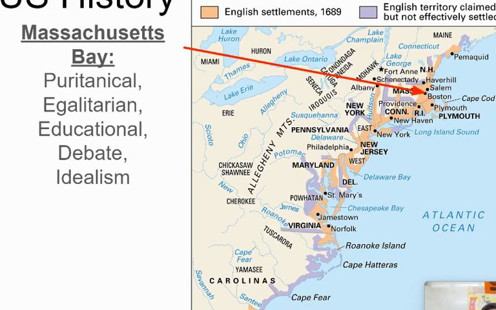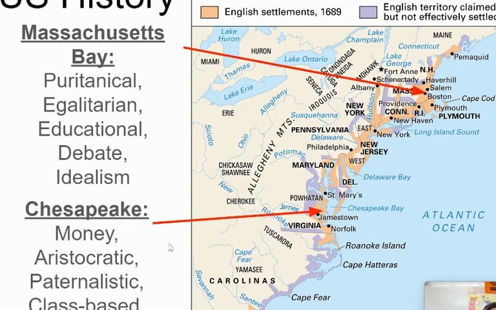There was a very Calvinistic work ethic and commitment to religion, but it was also a very egalitarian and educational society where people debated, they discussed, there were town halls. There was a lot of idealism that there would be the development of a utopian society, and that's what eventually the Massachusetts Bay colonies were created out of, this idea that we could always have a better, greater society.